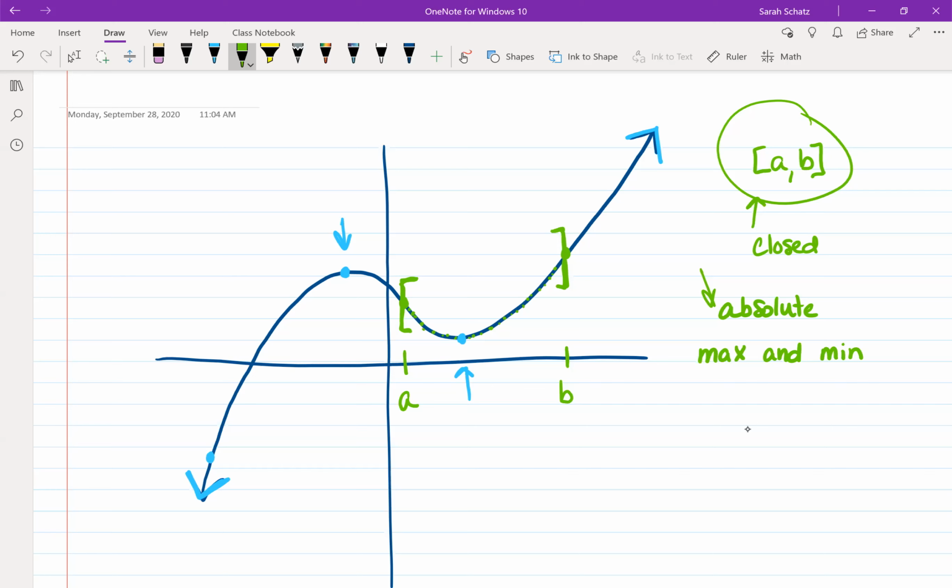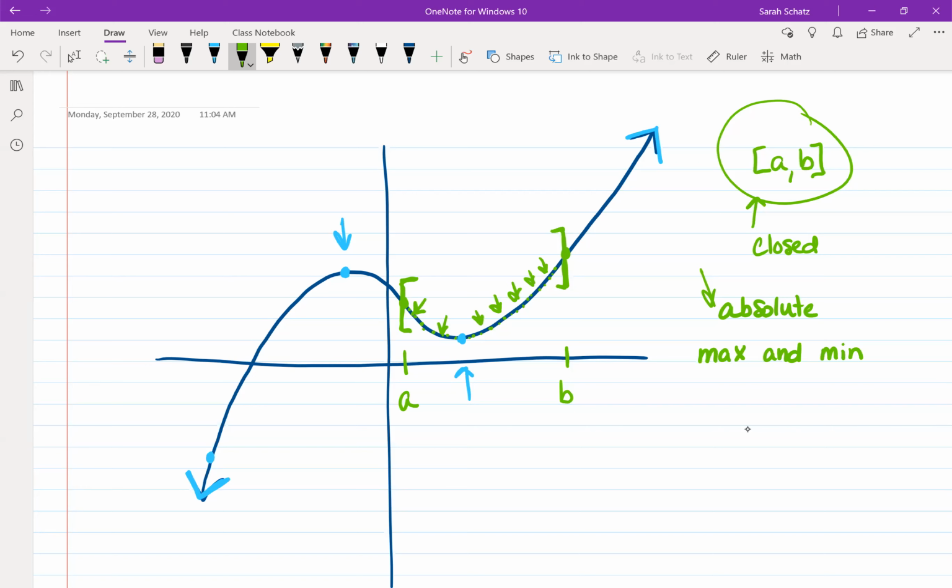That seems like a lot of work. Remember, this is an infinite number of points. Should I just find a bunch of y values and compare them all and see which one's the highest or lowest? I mean, of course that sounds silly because we're looking at a picture, but what if we weren't? What if I didn't know what it looked like?